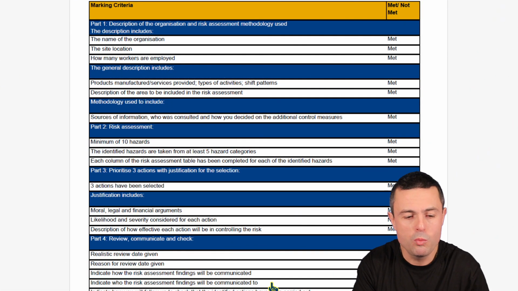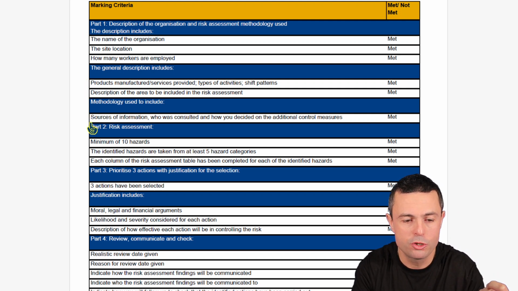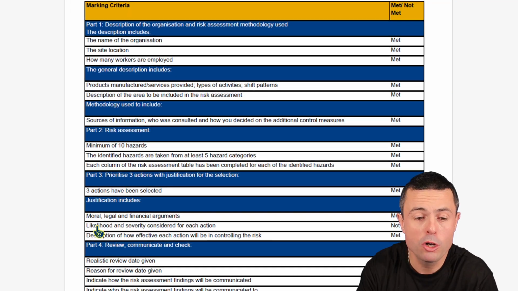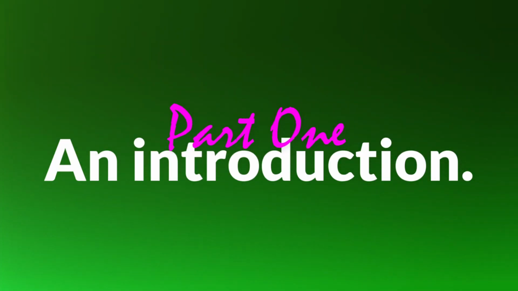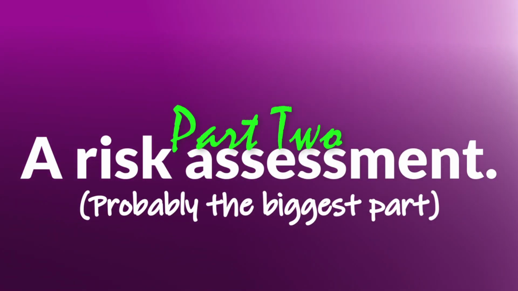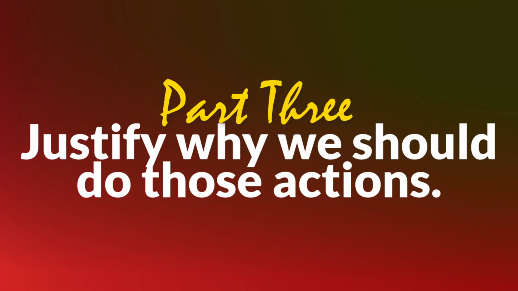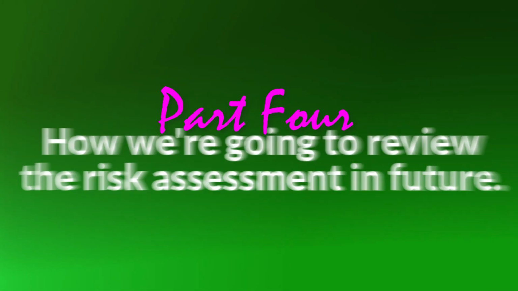Now, as you can see on this document here, we have different parts to the NEBOSH NG2 project. We have part 1, part 2, 3, and 4. So it comes in 4 parts. And part 1 is kind of like an introduction where we describe the organization. Part 2 is a risk assessment, and that's probably the biggest part of the NG2 project. Part 3 is where we select 3 actions for improvement, and then we have to justify why we think we should do those actions. And again, we have to meet certain criteria in that justification. Part 4 is a very small bit at the end where we talk about how we're going to review the risk assessment in future, how we're going to communicate it, and how we're going to check that the actions have been completed.